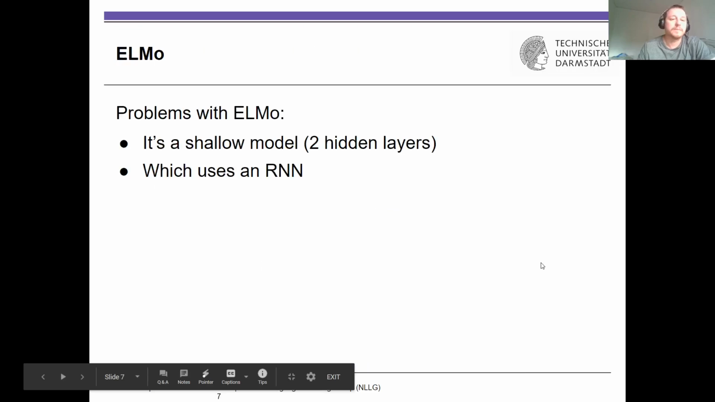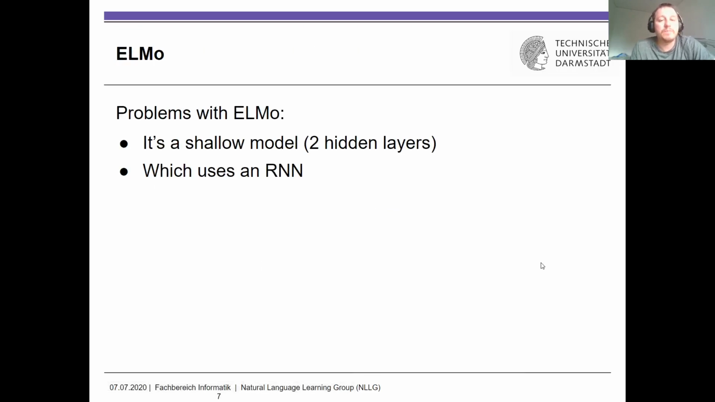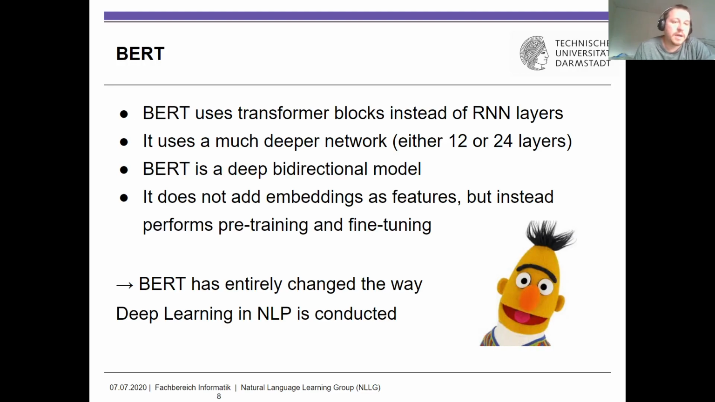happy here, for example. So the problems with ELMo were or are that it's a shallow model, it has only those two hidden layers, and it uses recurrent neural networks. So it was very quickly outdated by BERT.